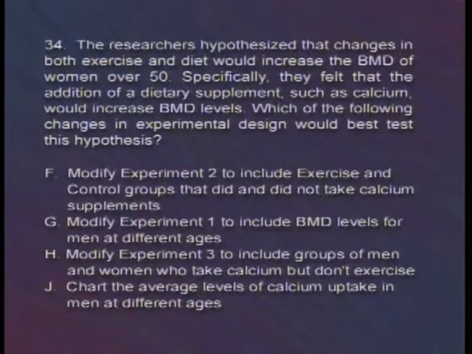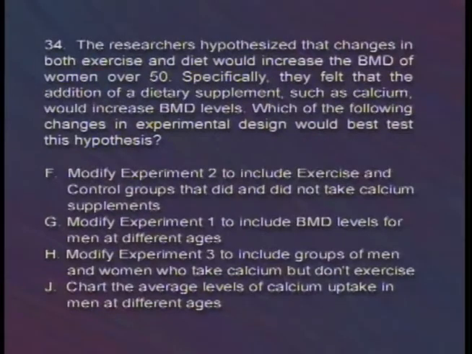Question 34. The researchers hypothesized that changes in both exercise and diet would increase the BMD of women over 50. Specifically, they felt that the addition of a dietary supplement, such as calcium, would increase BMD levels. Which of the following changes in experimental design would best test this hypothesis? The researchers feel that another variable, in addition to exercise, will affect BMD levels. We need an experiment that will allow us to compare exercise and dietary supplements together. We would need to redesign one of the experiments.